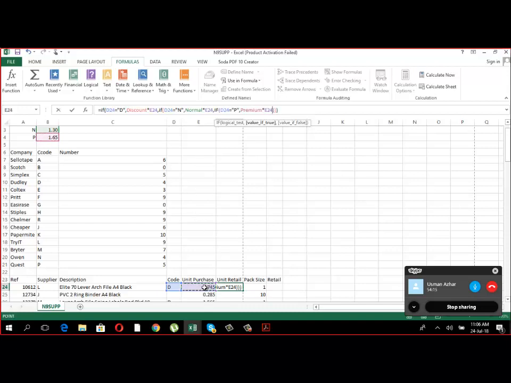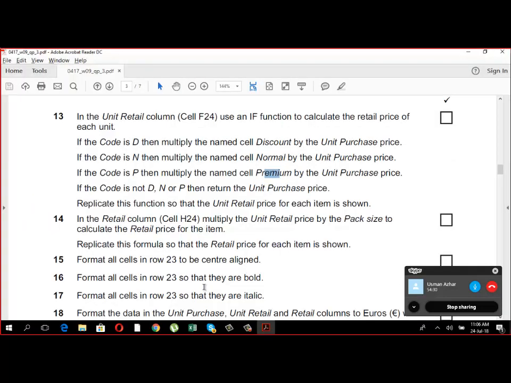Otherwise, okay. Remember the last if. Remember the last if has what? The last if has the true and the false both. Do you remember my lecture? The last if will have the false statement. So, read the last line.